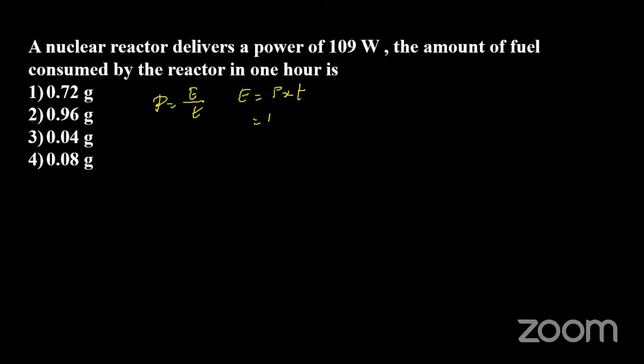How much power is given? 10^9 watt in 1 hour. 1 hour is 60 into 60. Let us find the energy first, then we will calculate the rest. So 60 into 60 is 3600 into 10^9, I'll get the answer as 3.92 into 10 to the power 5 approximately. That is the energy. Here they are asking the amount of energy consumed in 1 hour.